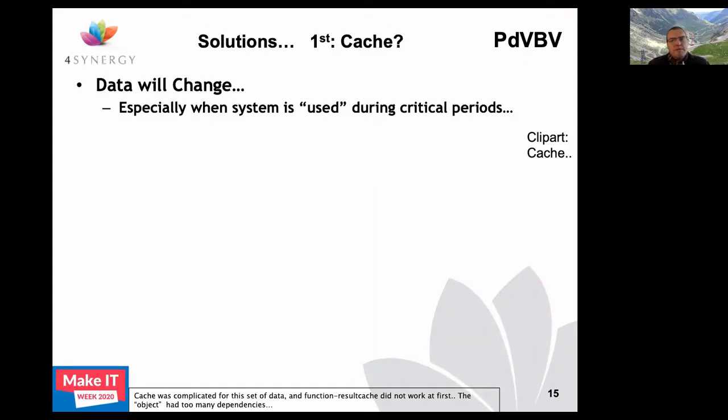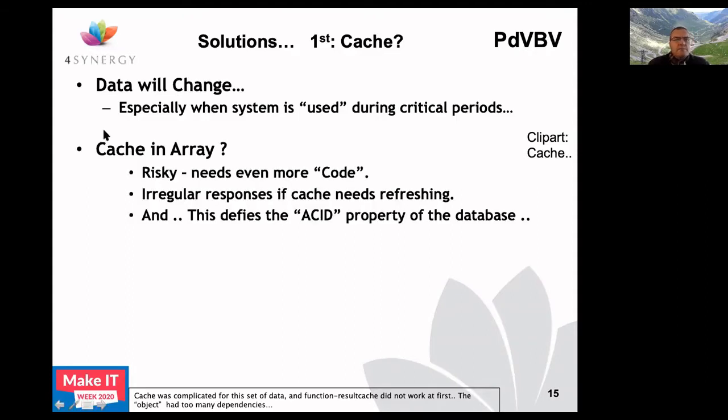So, me doing cache, for example, getting an array with my data instead of calling all the functions, calling the functions once, filling an alternative array, is risky, because if the data changes, my cache is out of date. And I would end up with irregular responses because filling that cache would still take me time, and I would just ignore the whole asset property of the database. Not a really good idea.